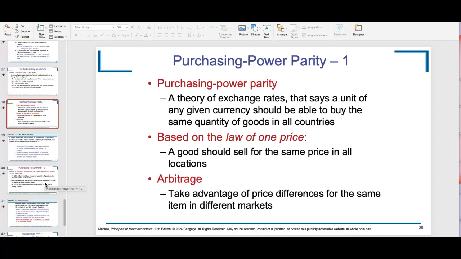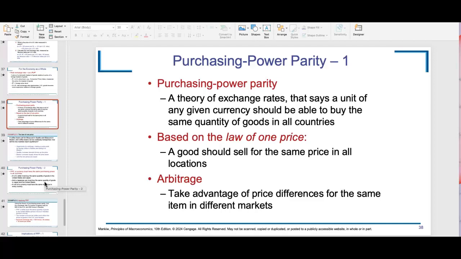So this is the theory of exchange rate, right? That it doesn't matter in what currency we look at things, a unit of a currency, so $1, should be able to buy the same quantity of goods everywhere. Law of one price. A good should be the same price everywhere, especially if it's sold by the same company and the same corporation, right? Why doesn't a Big Mac cost the same price everywhere? The theory of arbitrage says that if there is a price difference between markets, then you can take advantage of that price difference.